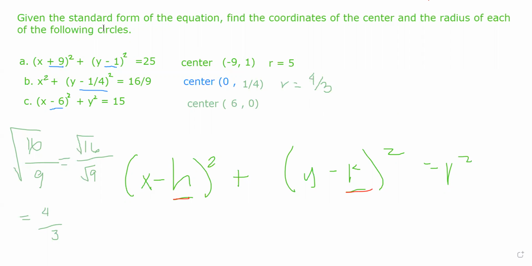And then for the radius, again, we just have to get the square root of the value in the right-hand side. So the square root of 15. Since we cannot simplify the square root of 15, that is already the answer. It is not a perfect square, so the radius is simply √15. So these are the coordinates of the center and the radius of each of the following circles.